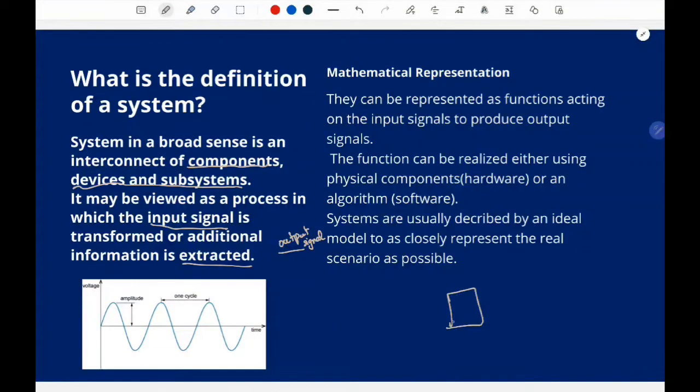So the system is simply like this. This is a system. This is an input signal, and some output signal we have.